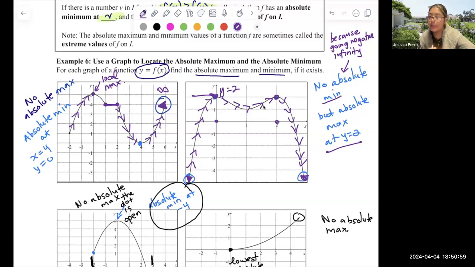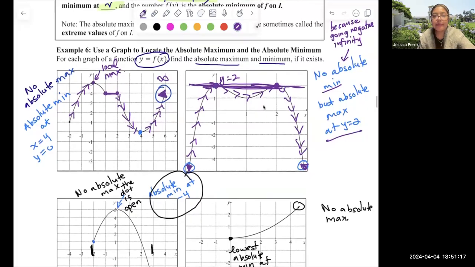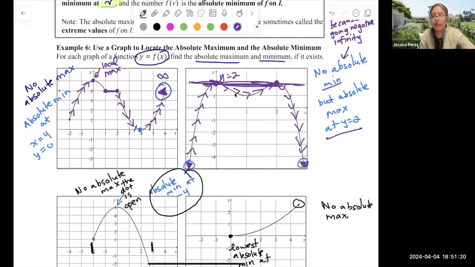So the absolute maximum point is at my Y being 2 right here. So I'm looking at this one. The highest point is this one. That is called the absolute maximum value in this graph. Any questions on the first or the second? And remember, there's only one. So the absolute max was at Y being 2. There's an absolute min at Y equals 0.